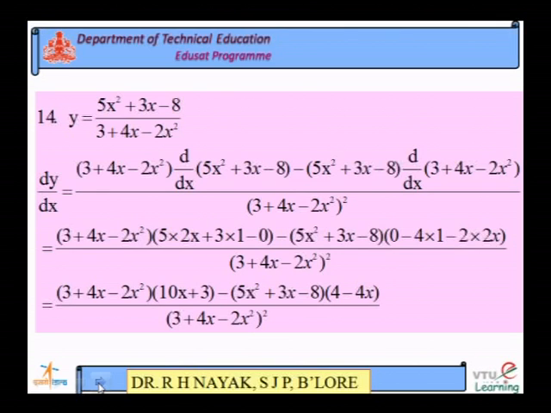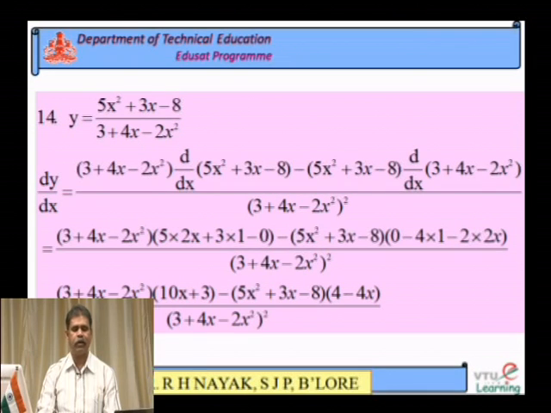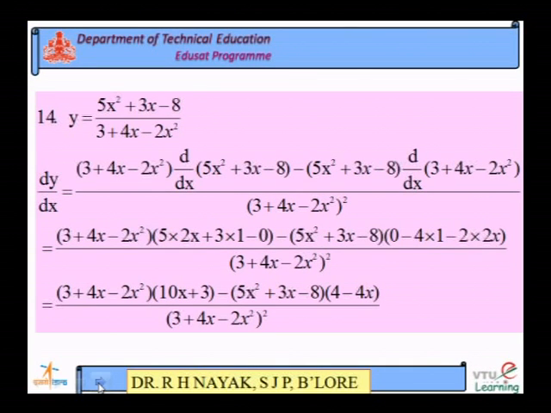Check the next one. Here quadratic equations are given, whatever they may be. The whole numerator we have to take as u, and the denominator completely we have to take as v. What the quotient rule says: v into d by dx of u minus u into d by dx of v divided by v square.